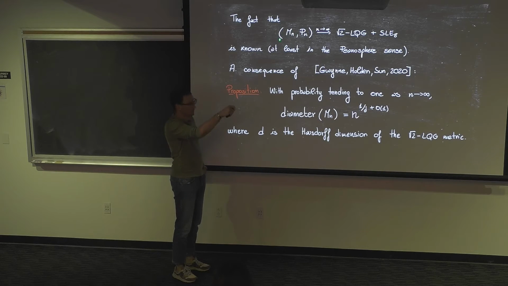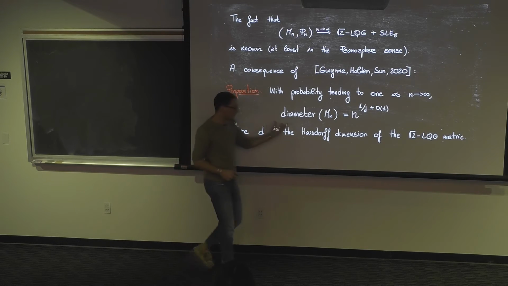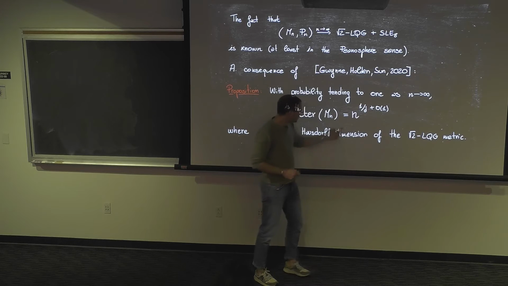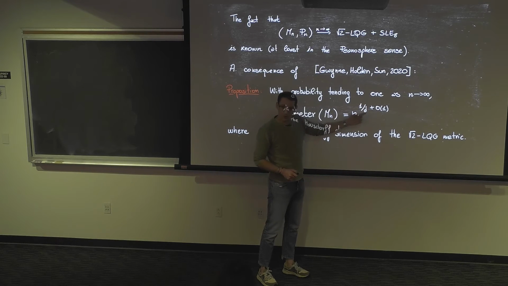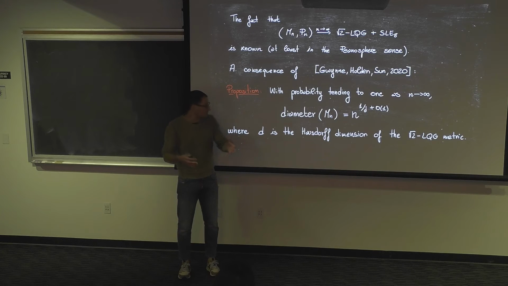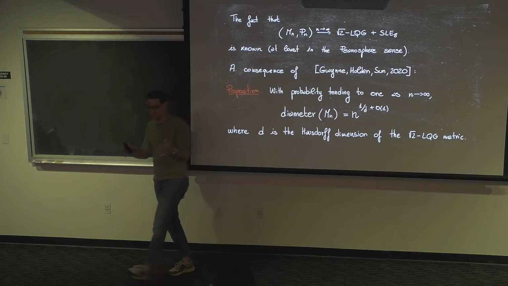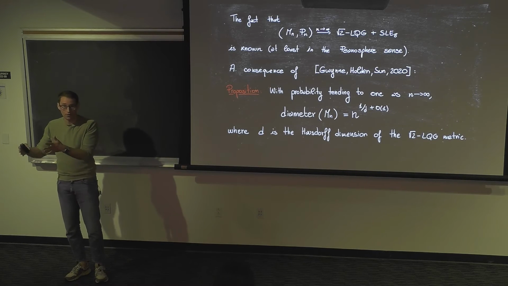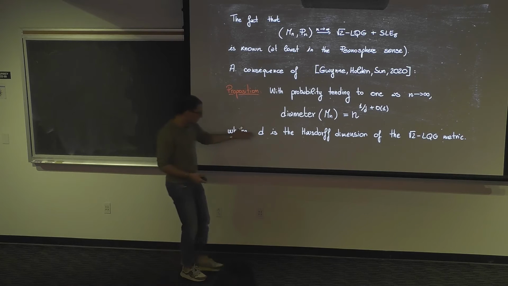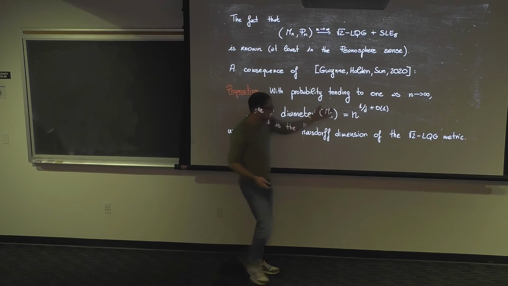The planar map Mn has a diameter that is n to the 1 over d, modulo log correction. And we know what this value d is: d is exactly the Hausdorff dimension of the square root of 2 Liouville quantum gravity. So this is an analog. Before, the Hausdorff dimension was 4 and the diameter was 1 over 4. Now the dimension is d, and the diameter is 1 over d.